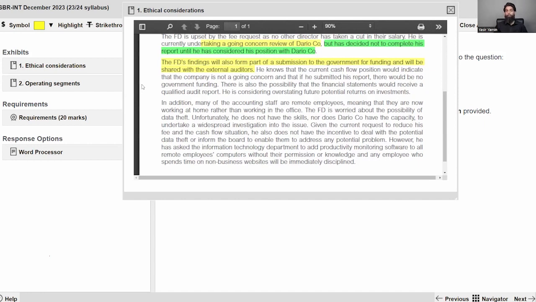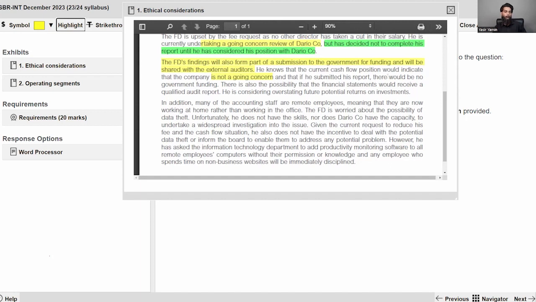the report needs to reflect a true and fair view of the entity's affairs. If that's not the case, it's against integrity. You have to be straightforward and honest in all your business and professional relationships. You can just not say, I won't do it because I don't like it. That doesn't make any sense. He knows that the current cash flow position would indicate that the company is not a going concern. Voila. And that if he submitted the report, there would be no government funding.